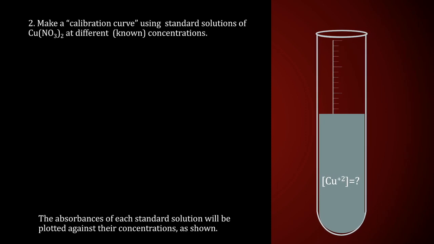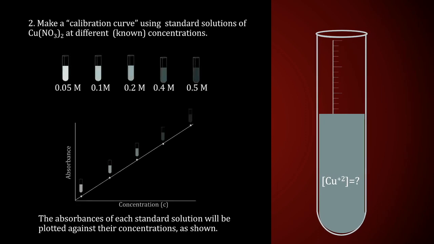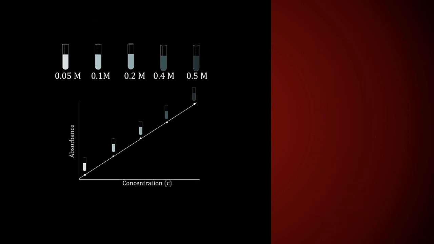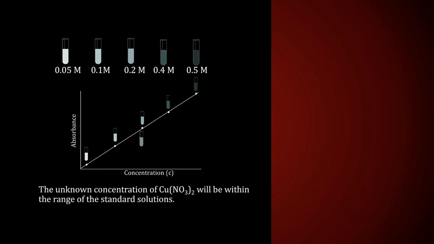We will then generate what's called a calibration curve by measuring the absorbances of standard solutions of copper(II) nitrate of different concentration. The plot must result in a straight line in order to use Beer's law. The unknown solution will have a concentration somewhere in the range of the concentrations of the solutions in the calibration plot. Therefore, we could qualitatively estimate the concentration of the unknown solution by visual inspection.